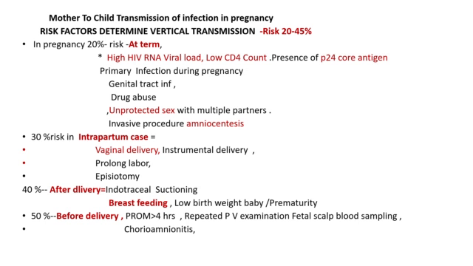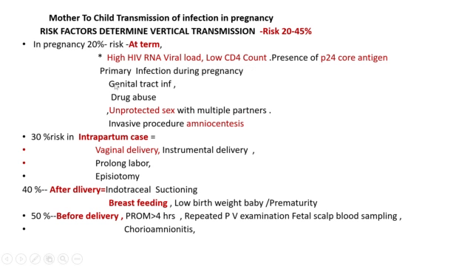Now, mother to child transmission of infection in pregnancy, or the determining factors for vertical transmission: the risk is 20 to 45%. In pregnancy, at term, there is 20% risk of transmission. The risk is more with high HIV RNA viral load, low CD4 count, and presence of P24 core antigen. Primary infection during pregnancy is also a risk factor for mother to child transmission.